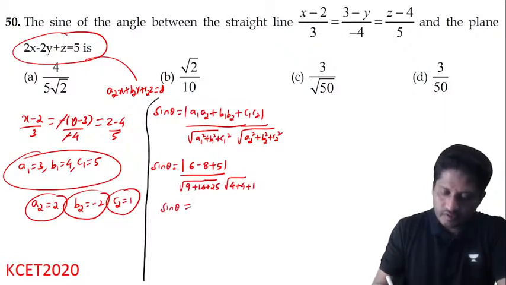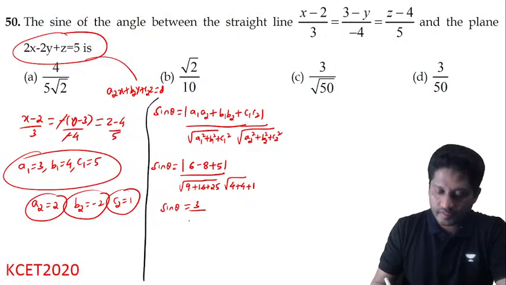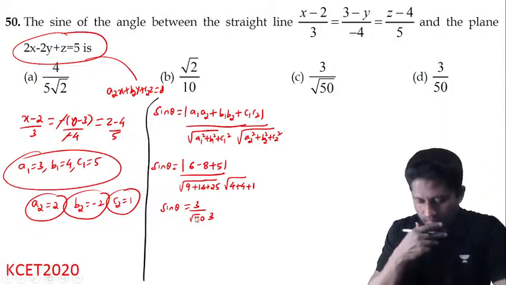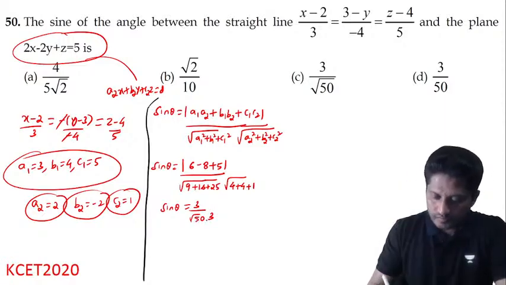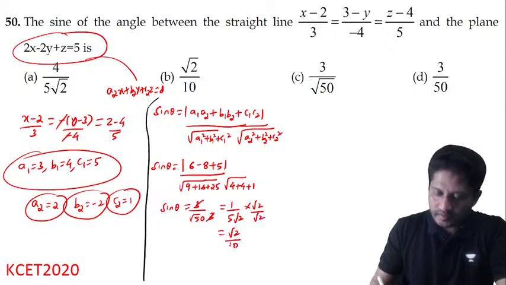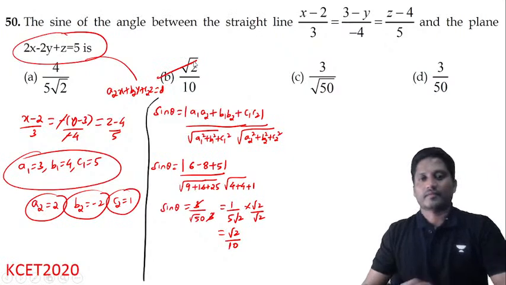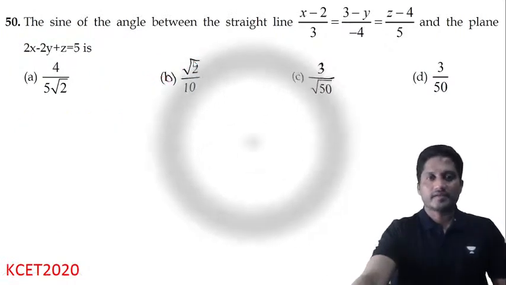Sine theta is equal to, numerator is 3 by root 50 and root 9 is 3. This will cancel. 1 by root 50 is 1 by 5 root 2. Multiply and divide by root 2. You get root 2 divided by 10. Answer is option D. Let's move to the next question.